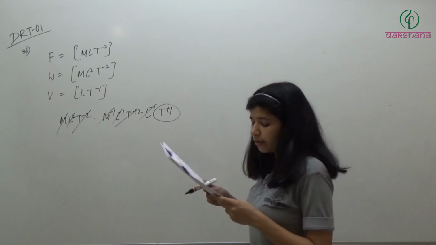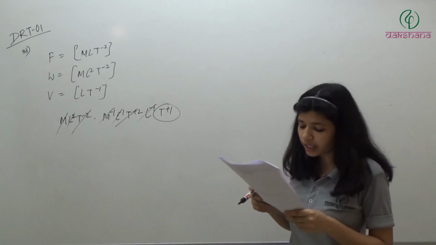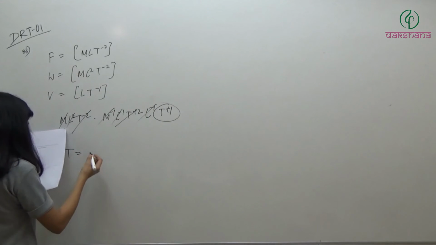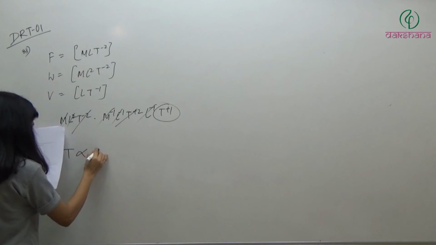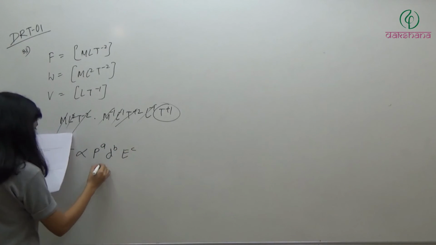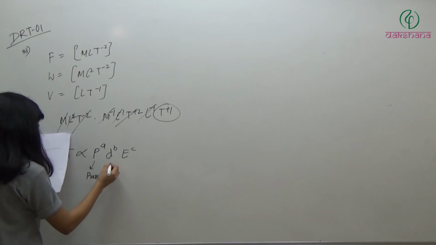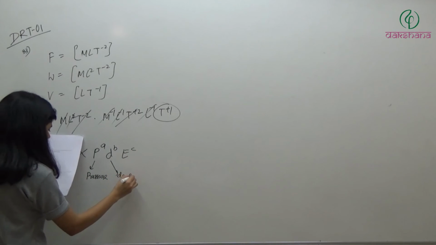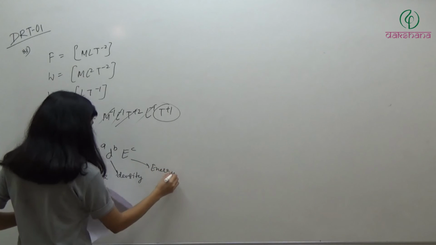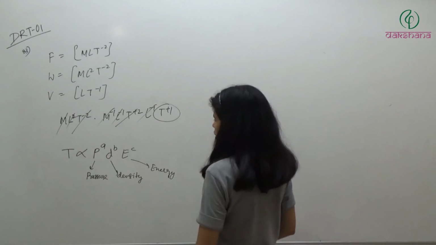Question number 34. A gas bubble from an explosion underwater oscillates with a period proportional to, period means time period, definitely, so T proportional to P to the power A, D to the power B and E to the power C, where P is static pressure, so it will have the units of pressure, D is density and E is energy. Then what is the value of A, B and C? So this is time, this is pressure, this is density, this is energy.